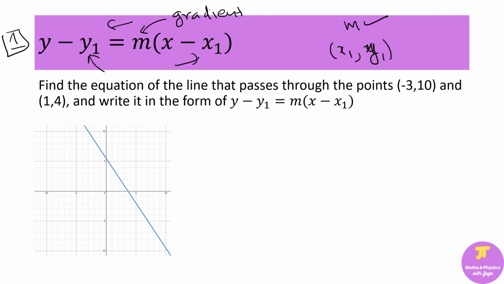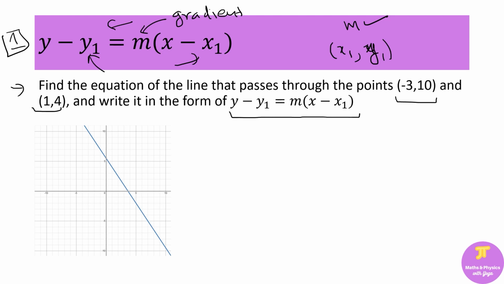Let's have a look at this example. The question is, find the equation of the line that passes through this point and this point. If it passes through these 2 points, write it in the form of y minus y1.